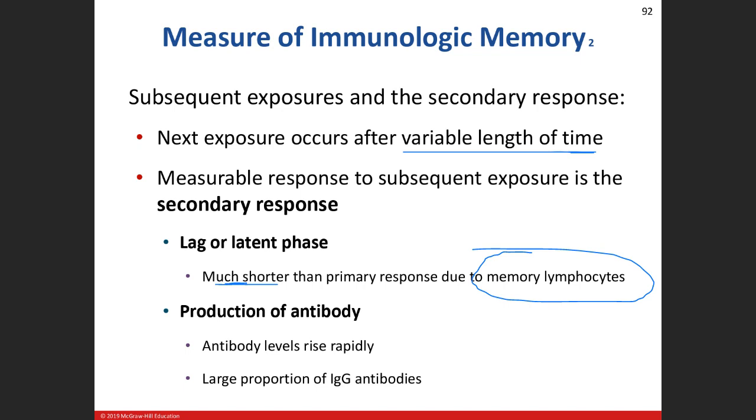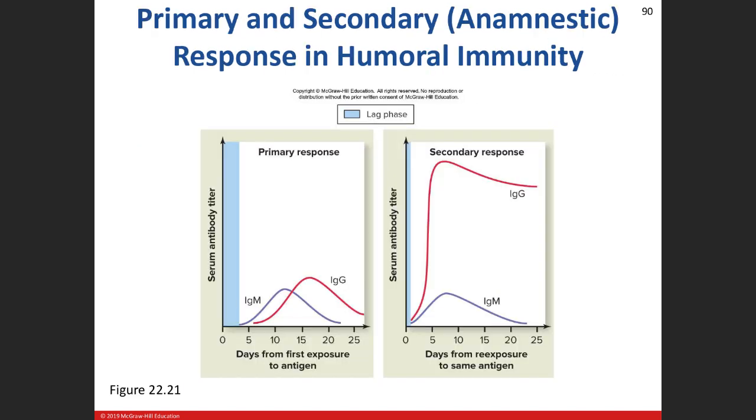What happens with those memory cells? They're going to proliferate, and then the majority of them are going to differentiate into plasma cells and start producing antibodies. So this happens very quickly. As you saw on that graph, look at it. You can see here, within a week, your antibody levels are skyrocketing. They're huge, huge.